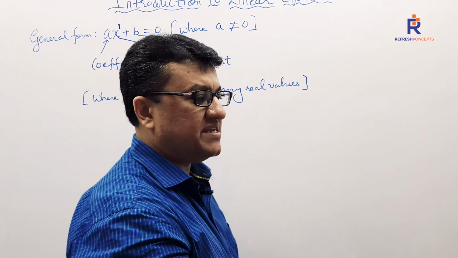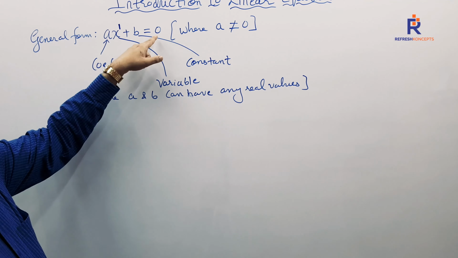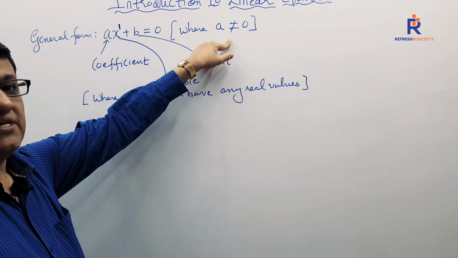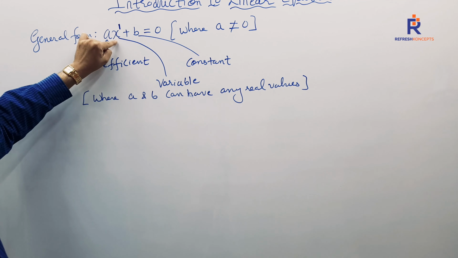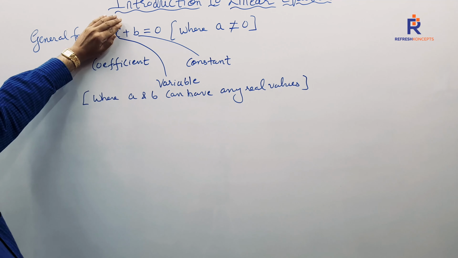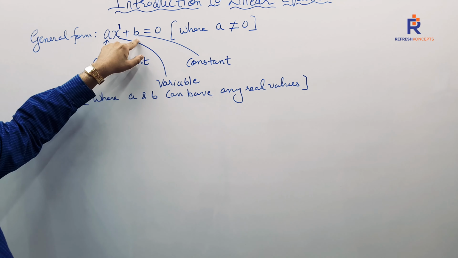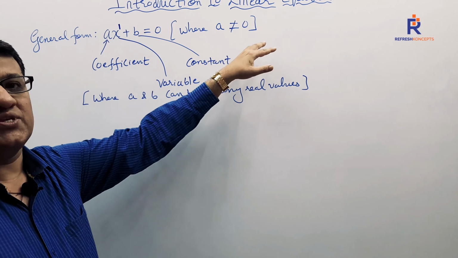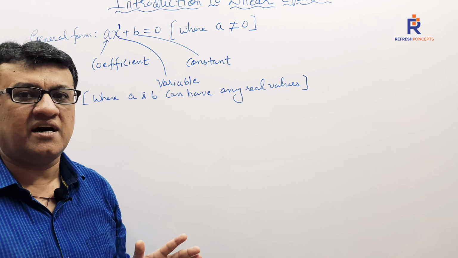Now I'll come to the point I mentioned at the start of the general form: ax plus b equals 0, where a should not be equal to 0. Why do we have this condition? If a were 0, then 0 into x will give me 0. The entire first part will be 0 and we are not left with any variable. In fact, we are not left with any equation. Then b is only a constant. That's the reason a should not be equal to 0. The moment a is 0, we don't have a linear equation in our hand.